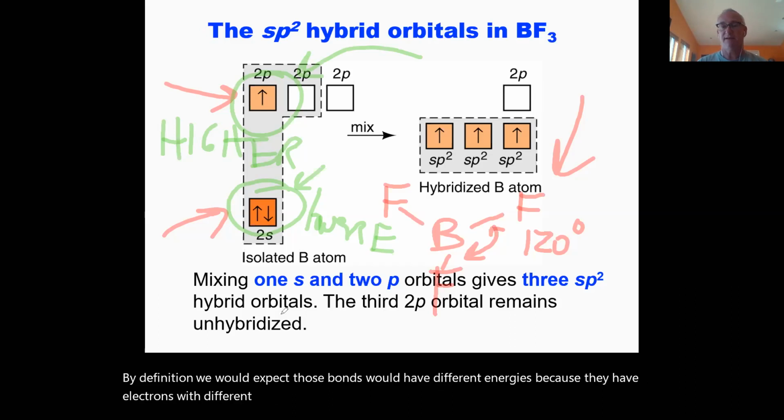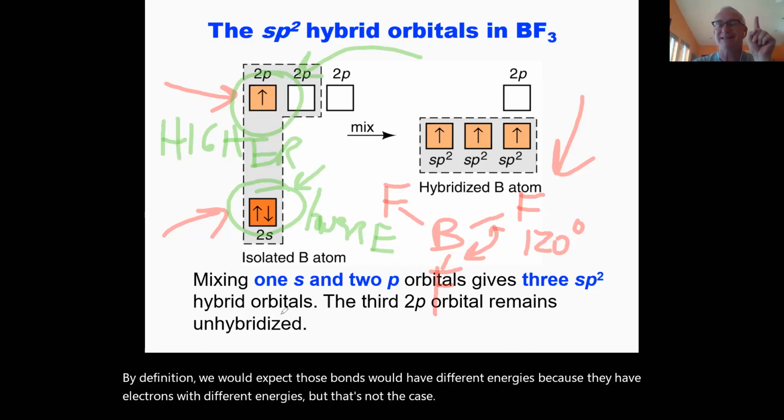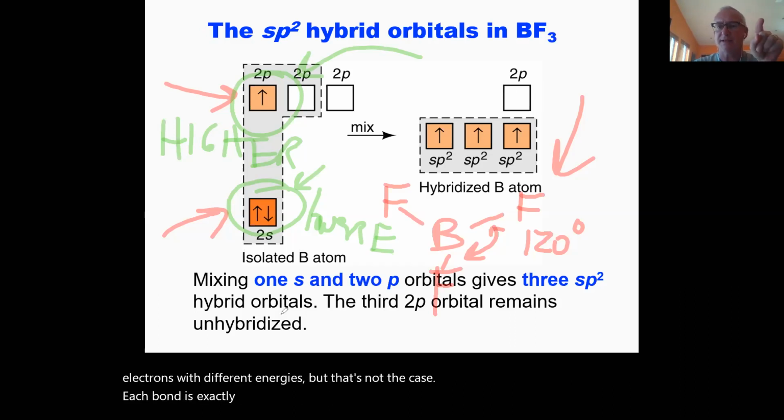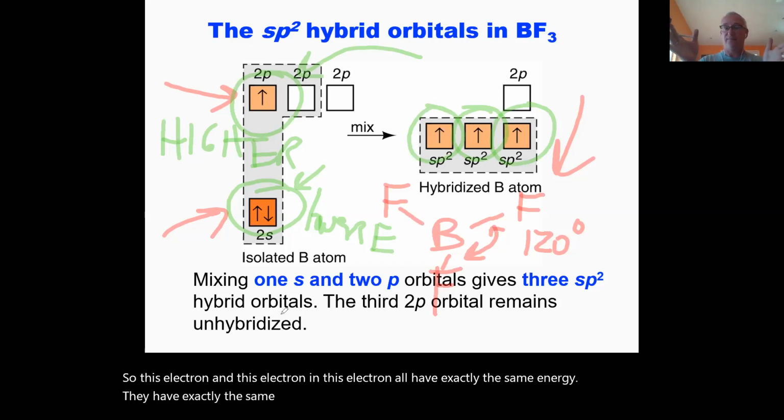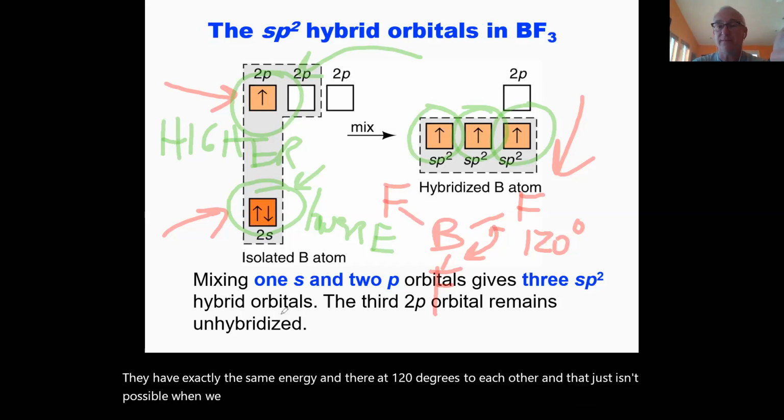But that's not the case. Each bond is exactly the same as the other 2. So this electron and this electron and this electron all have exactly the same energy, and they're at 120 degrees to each other. And that just isn't possible when we look at the isolated boron atom. That is not the way the boron atom has its electrons organized.